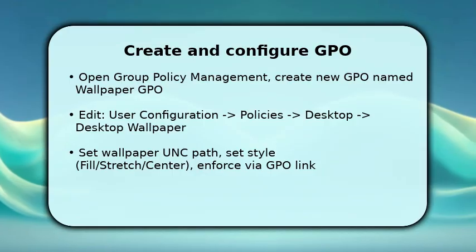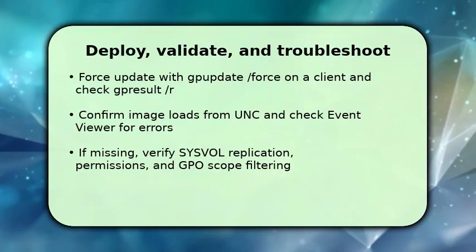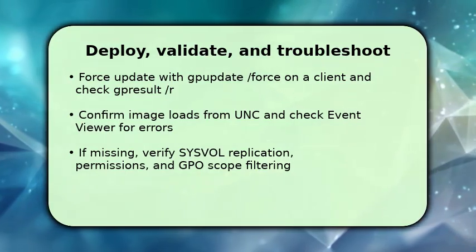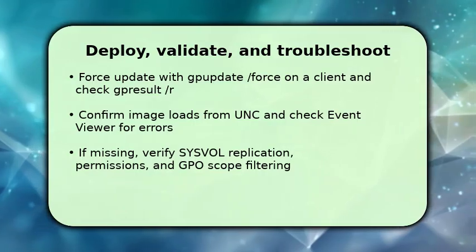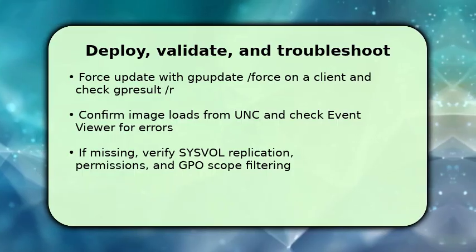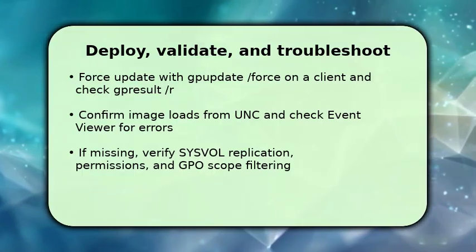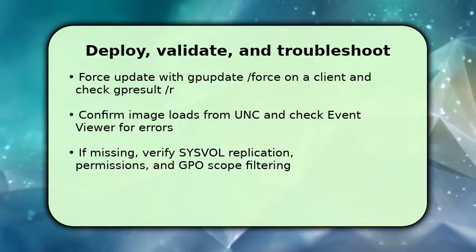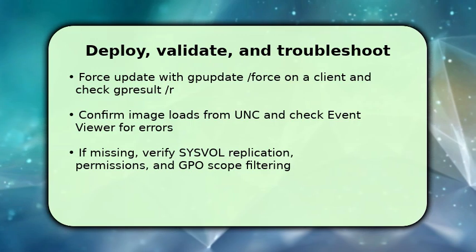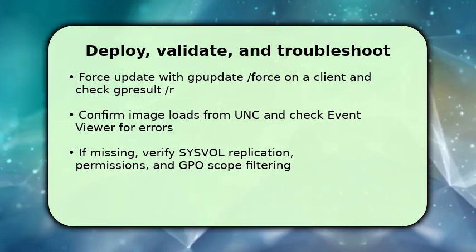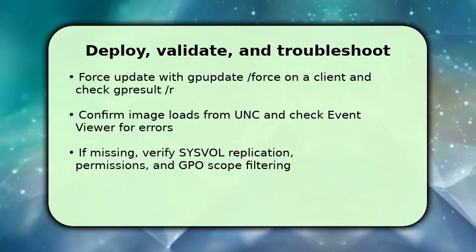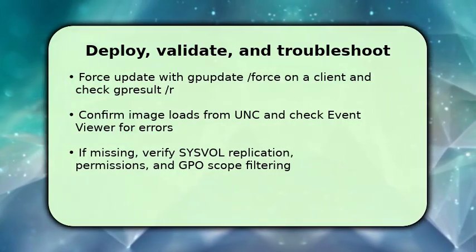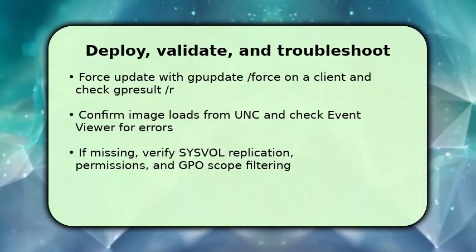To finish, target a client and run gpupdate /force, then run gpresult /r to confirm the wallpaper policy applied. If the wallpaper doesn't appear, check that the client can access the UNC path directly. Open the file via /domain /sysvol to confirm. Also inspect Event Viewer for group policy errors and verify sysvol replication between domain controllers. One key troubleshooting tip: if the file is blocked by permissions or replication delays, the policy will apply but the image won't load. Fix.